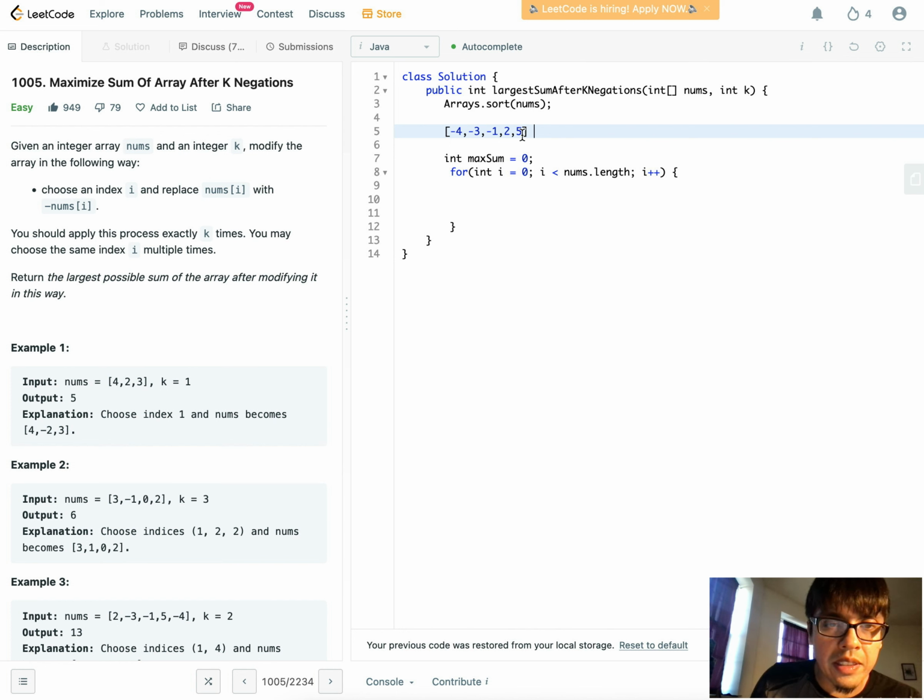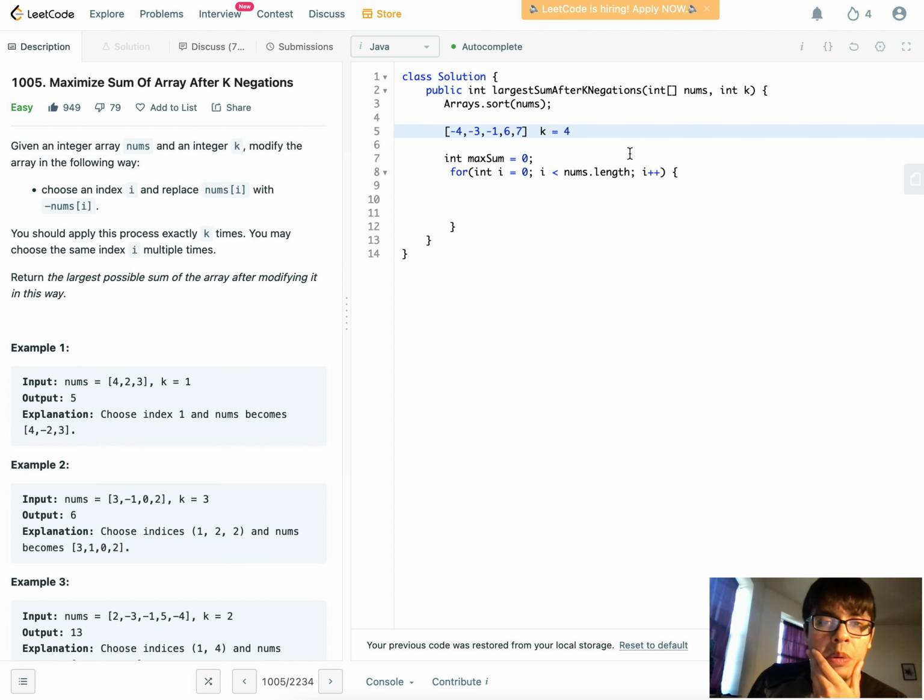So I've sorted this. Now, what we have to know is that I have two available, k equals 2, and then I turn these positive, and bam. Seems simple, right? But what if k was equal to 4? Let's say k is equal to 4, and let's turn these values back.